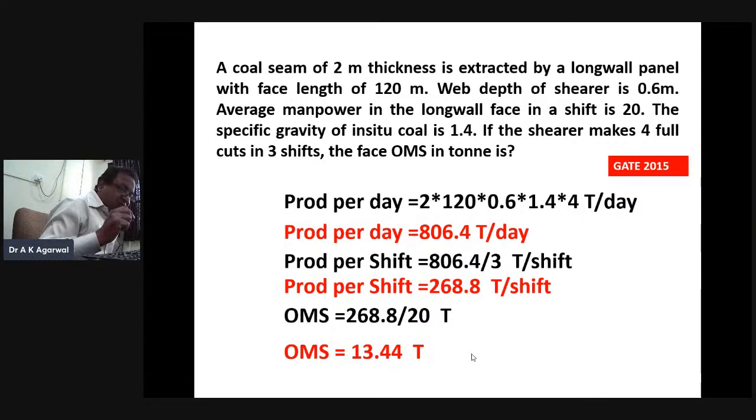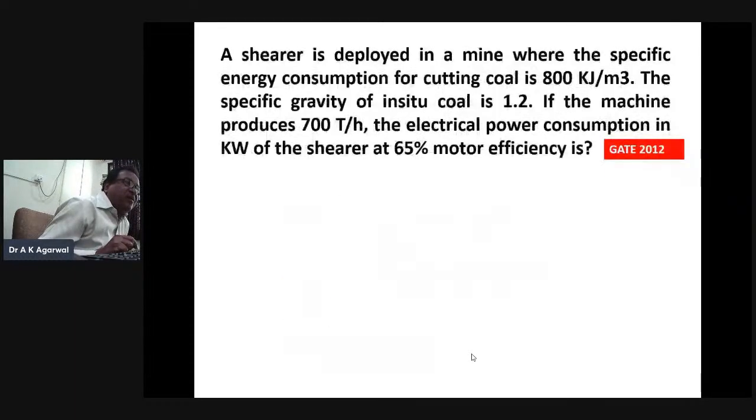Okay, so this was another problem. I'll take another problem on shearer, one more problem on shearer. A shearer is deployed in a mine where the specific energy consumption for cutting coal is 800 kilojoule per meter cube. Specific energy consumption means energy used for cutting unit volume of coal. To cut 1 meter cube of coal, 800 kilojoule energy is used.